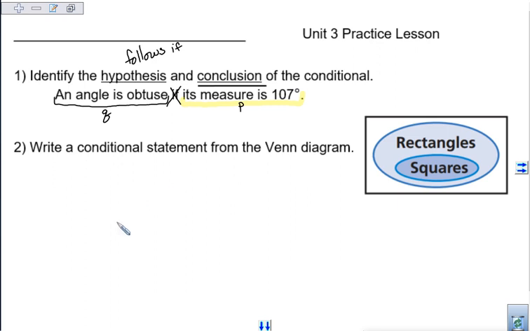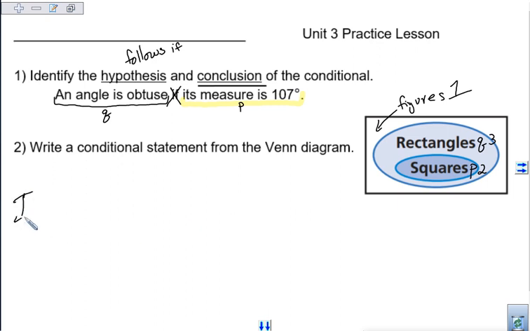Next up, we want to write a conditional statement for the Venn diagram, which means we need to identify our hypothesis and conclusion in our Venn diagram. And our hypothesis, remember, is the smaller oval, which means it's the squares. Our conclusion is rectangles, our larger oval. And then we need to remember what, in general, we're talking about. Squares and rectangles are both figures. And remember that we start with our general, then we go to our hypothesis, and then our conclusion.